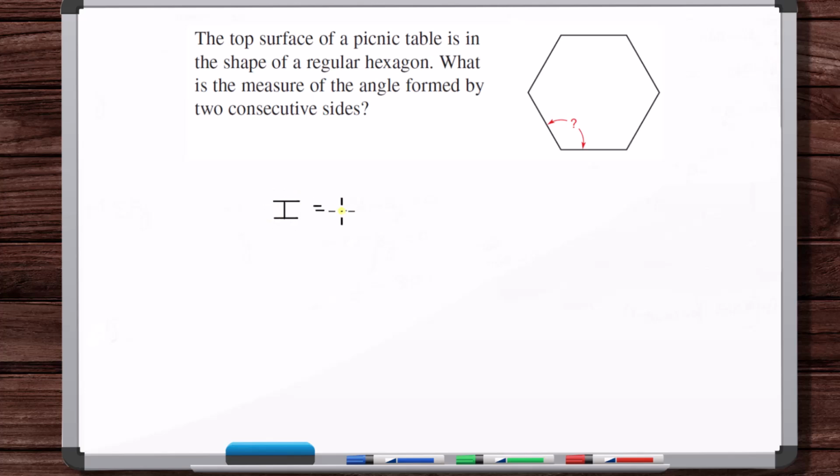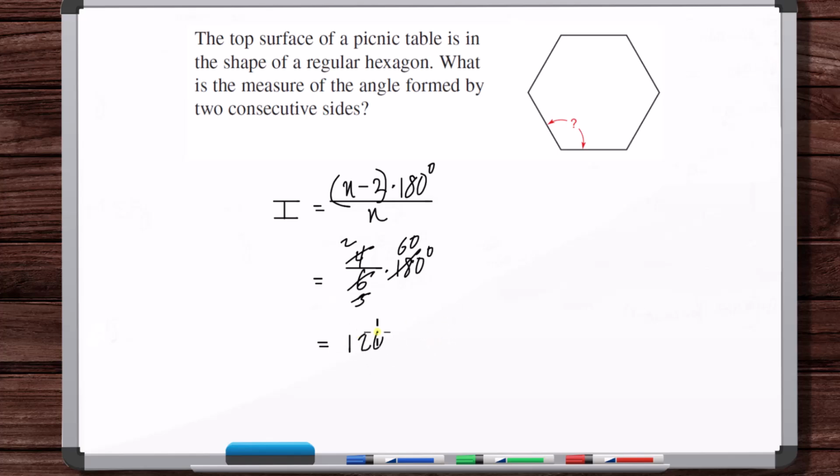Easy. We've got this n. It's a regular hexagon. N minus 2 times 180 over n. But in this case, n is equal to 6. 6 minus 2 is 4. Okay. 3 times 60 is 180. So we've got 120 degrees.